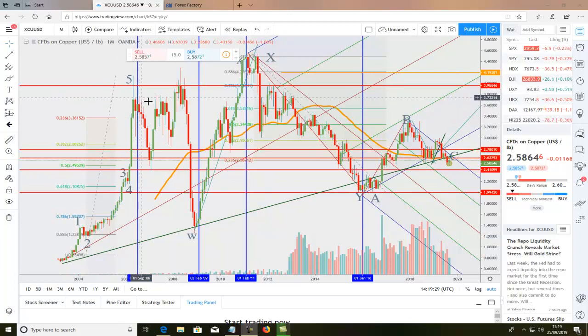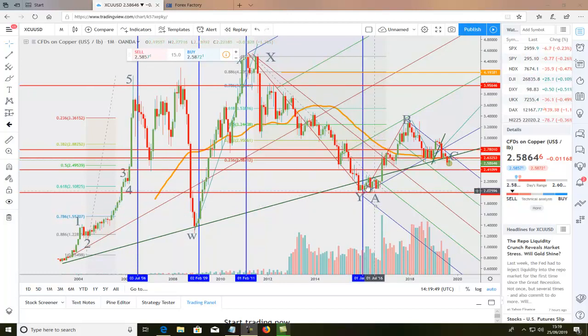And then we have what we call a W in the shape of a flat correction and the X wave, and then we have the Y wave. So trending first, followed by a complex correction, W, X, Y wave. This is my wave count. Feel free to disagree with my wave count.